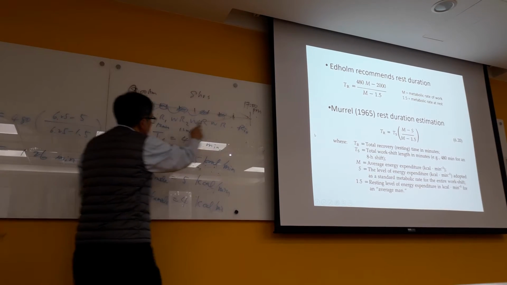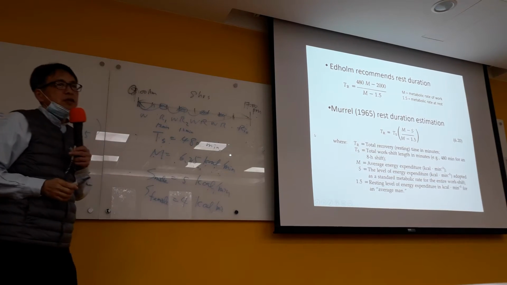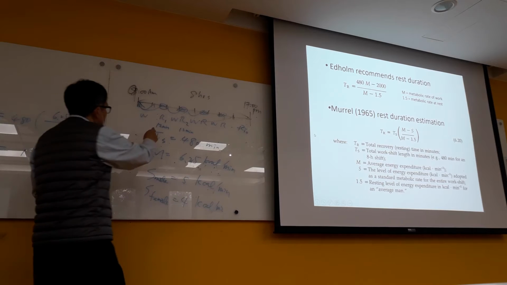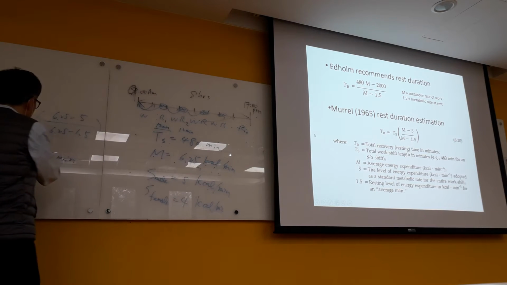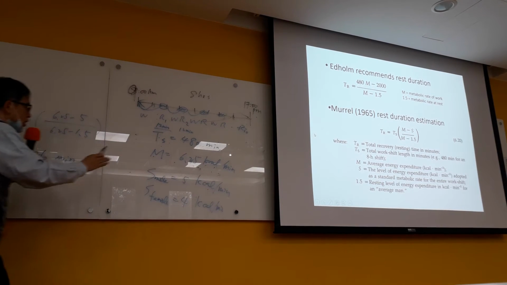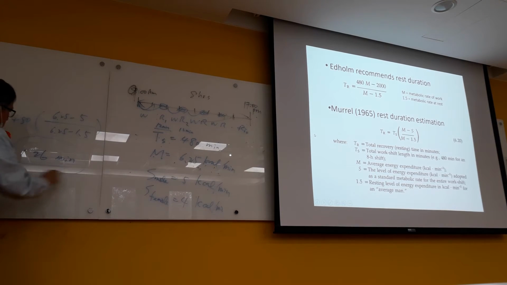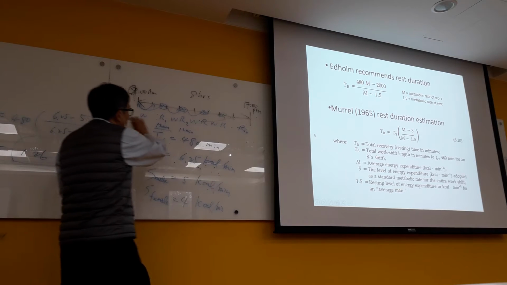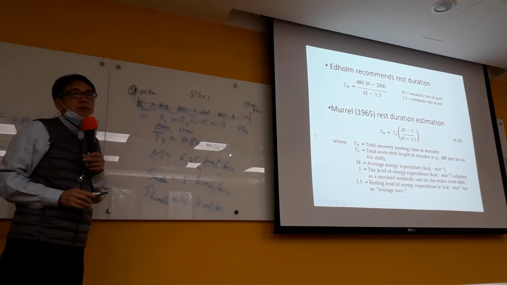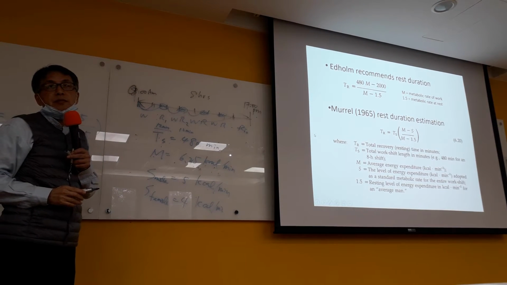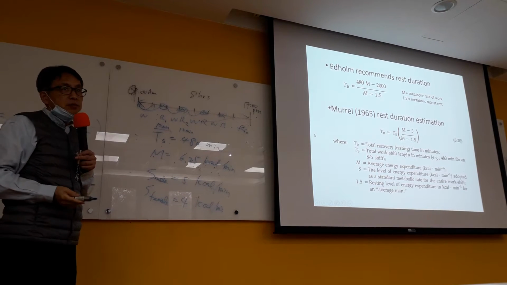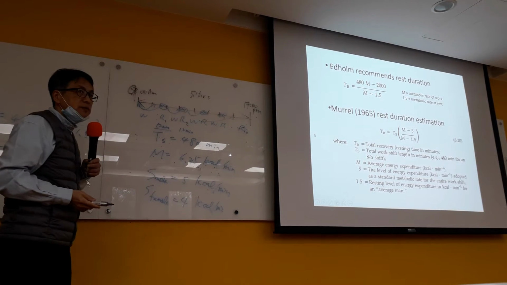So totally, there are 10 rest periods. Each rest period is about 12 minutes, because totally, he will need this amount of rest. So you spread them out evenly. That's a pretty nice design.